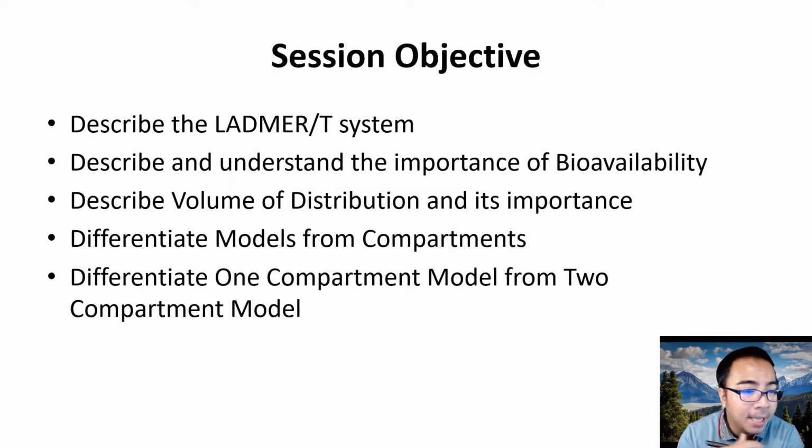So for today, class, our main objectives are as follows. First is to describe the LADMERT system. Second is to describe and understand the importance of bioavailability. Third is to describe volume of distribution, its importance, differentiate models from compartments, and differentiate one compartment model from two compartment model. It's important that we understand the compartment models so that we will be able to have a visualization in our mind of what happens to a drug once it starts to enter the body.